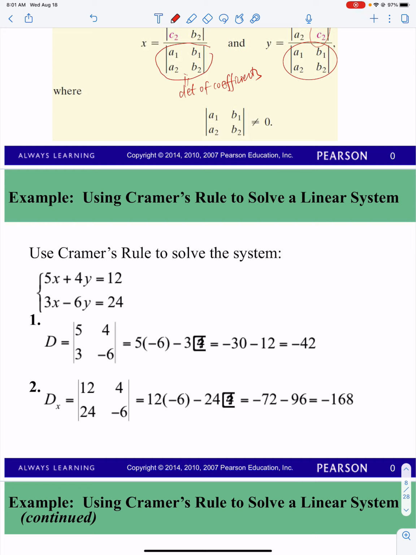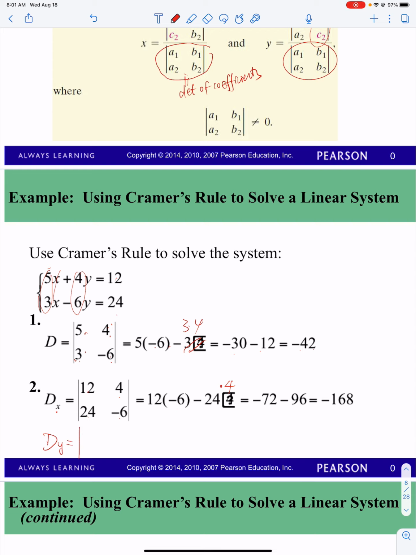Use Cramer's rule. First, you always find the determinant of the coefficients, so it's 5, 3, 4, -6. It's 5 times -6 minus 3 times 4. So -30 minus 12 is -42. And then for the x, what will you do? You replace all the x coefficients by the constants: 12, 24, 4, -6. So it's 12 times -6 minus 24 times 4. So -72 minus 96 is -168.